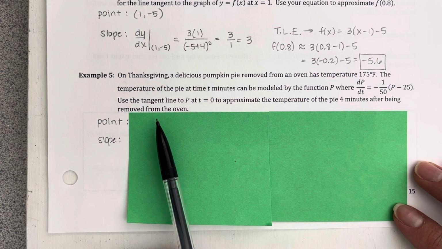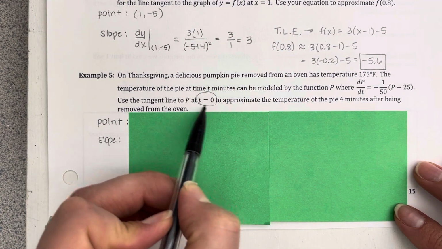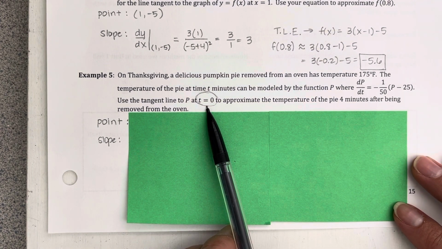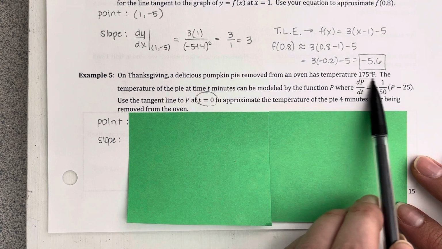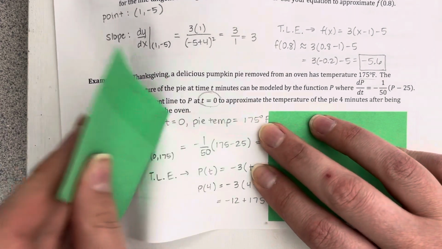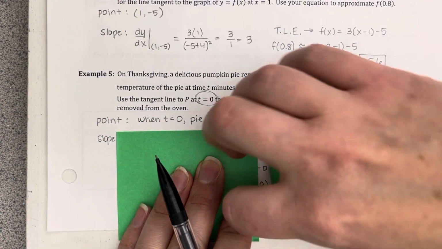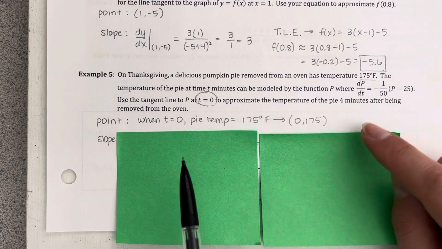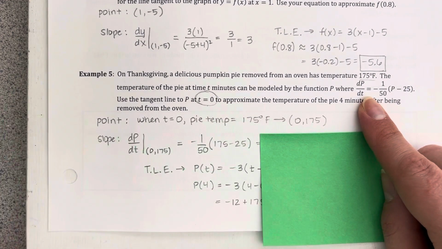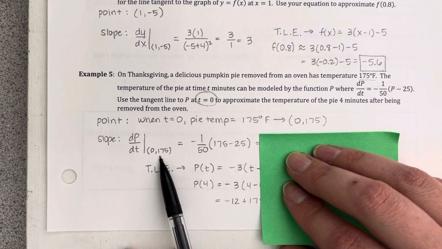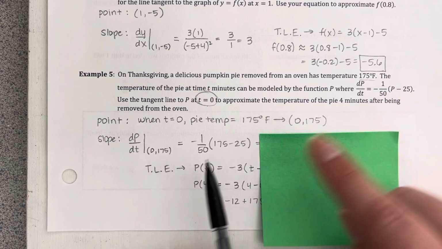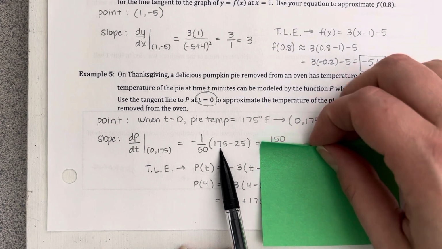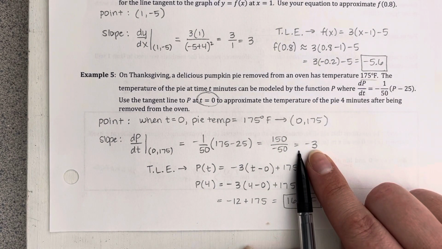So let's first find our point. Remember, we're looking at it at t equals 0. So what we want to think about is, what would the temperature of the pie be at time 0? We were given that right here. At time 0, our temperature is 175, so my point is 0, 175. Now, to find the slope at 0, we just plug the point 0, 175 into the derivative function. So you're putting 175 in for P, that's your temperature. And if you simplify that, you get -3 for your slope.